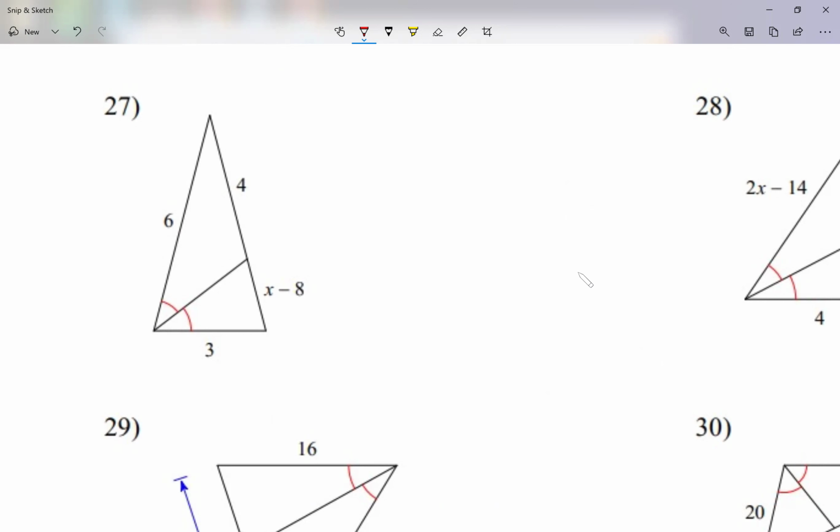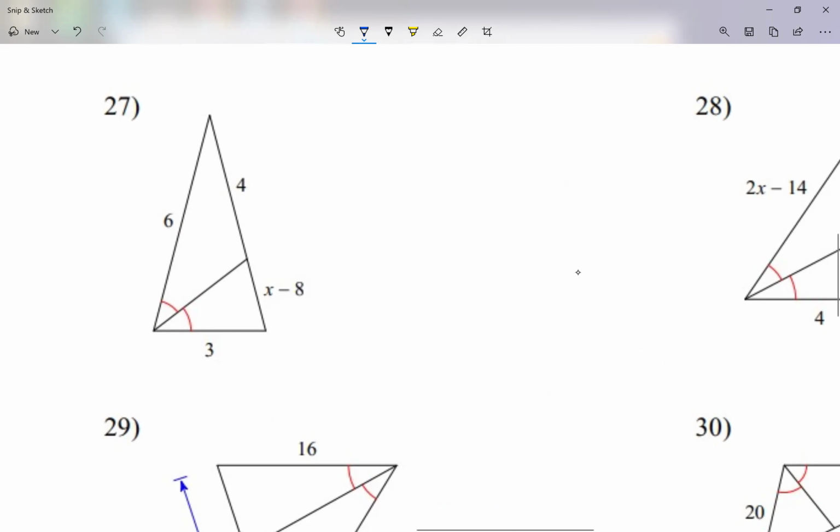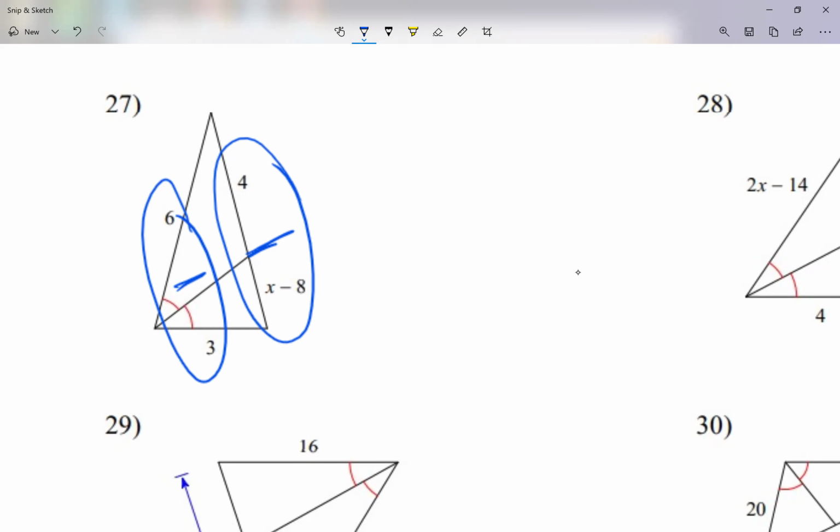Okay, so for one of my triangles, I'm gonna say these two make a fraction and these two make another fraction. I'm gonna solve proportionally, so I'm gonna cross multiply. I have 4 over x minus 8 is equal to 6 over 3.